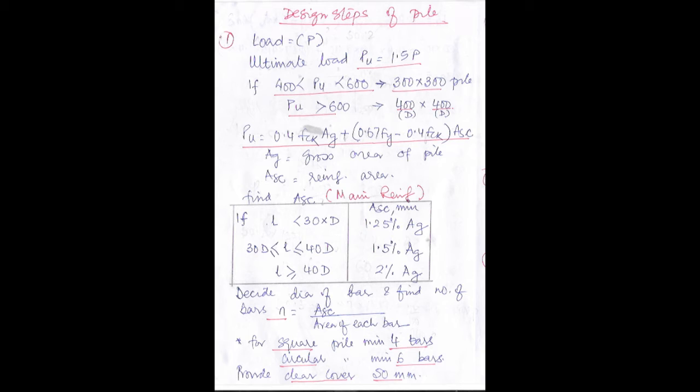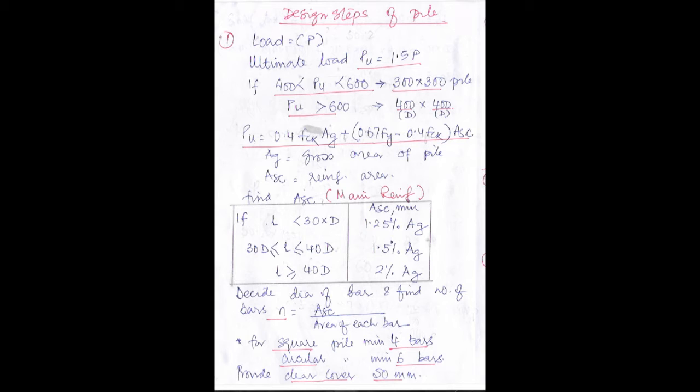What is ASC? ASC is the area of the reinforcement you are going to provide. What is FY? FY is the tensile strength of the steel. Suppose you are using FE 415, what will be the value of FY? 415 MPa. If you are using FE 250 grade steel, what will be FY? 250. Now, using this equation you find ASC, that is the reinforcement area.